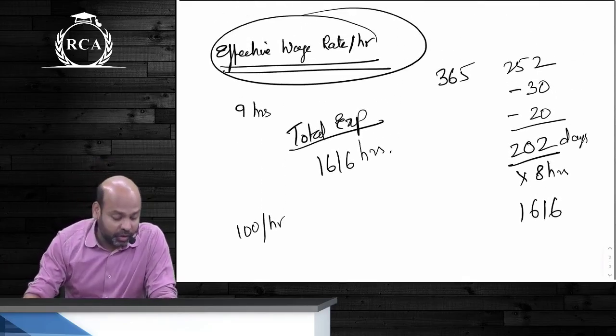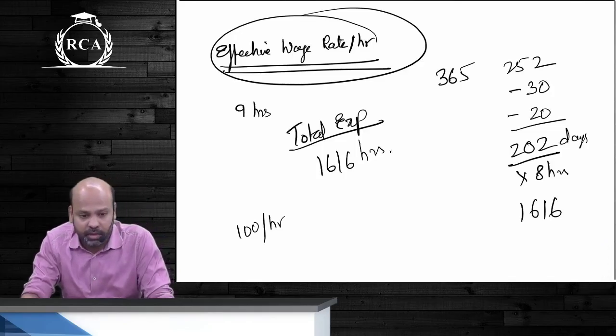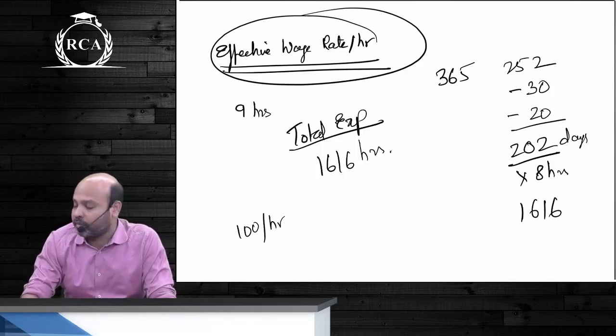So anyways, are we all clear about the concept of effective wage rate per hour, guys? Yes or no? If there's any abnormal idle time, will you remove that?